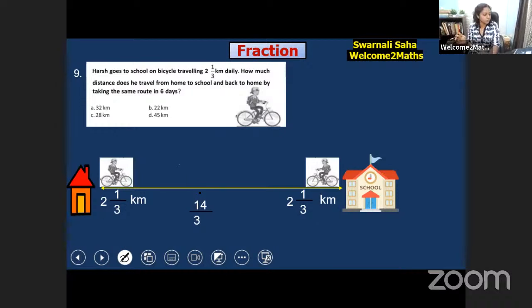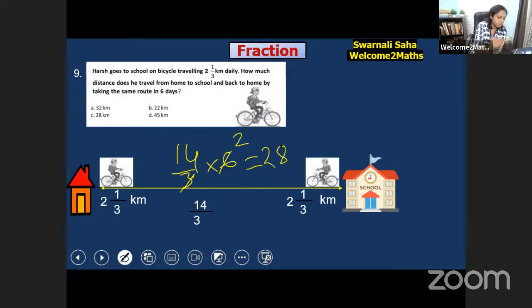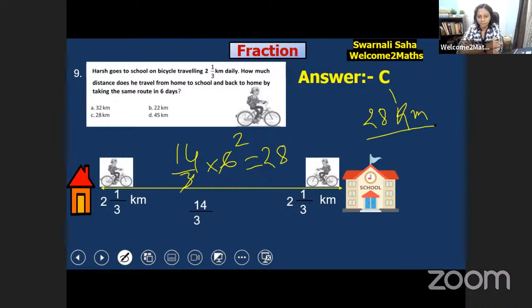So for that, what we have to do? Just multiply 14 by 3 with 6. That's all. 14 by 3 into 6. So it's 28. 14 into 2 is 28. So it's 28 kilometer. And here you can see there are 4 options. C is the right one, 28 kilometer. Okay, so it's 28 kilometer.